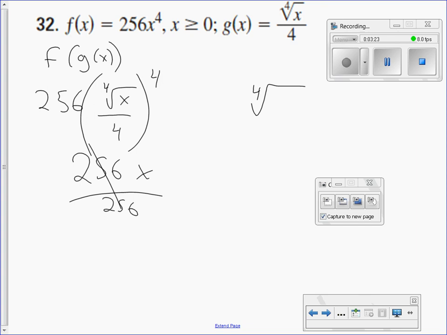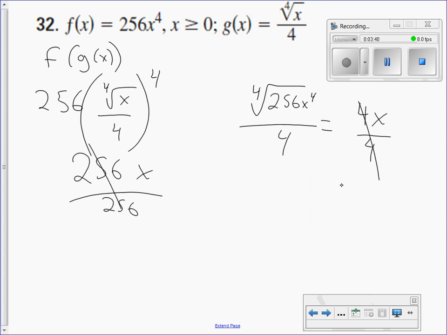The 4th root of 256 x to the 4th all over 4. What's the 4th root of 256? 4. The 4th root of x to the 4th, and you're left with x.